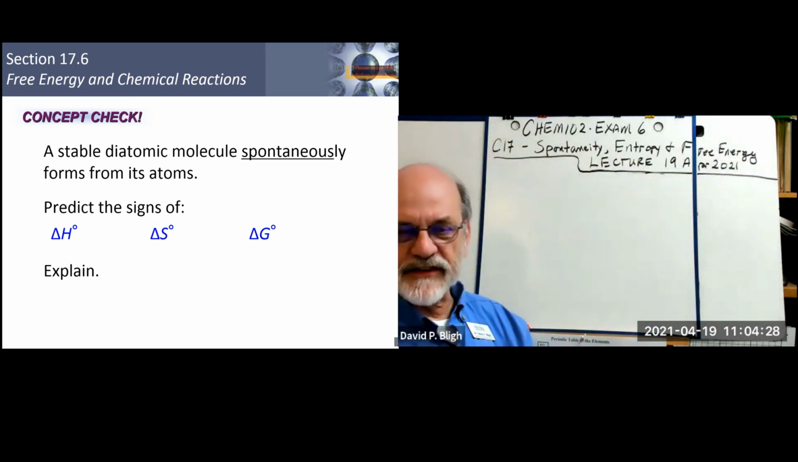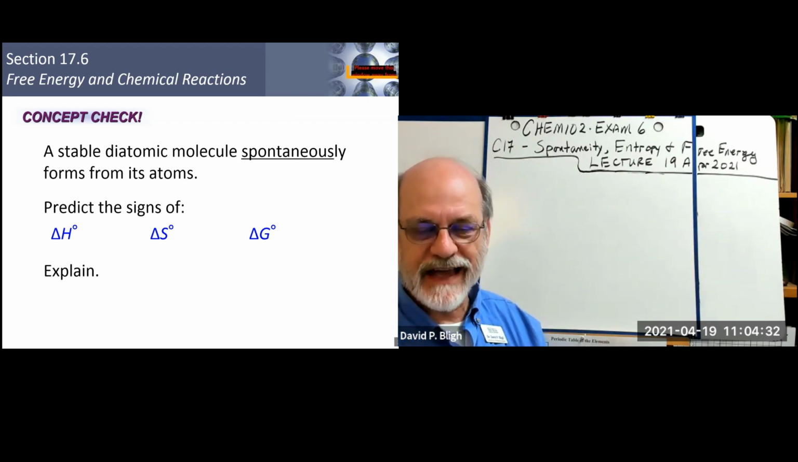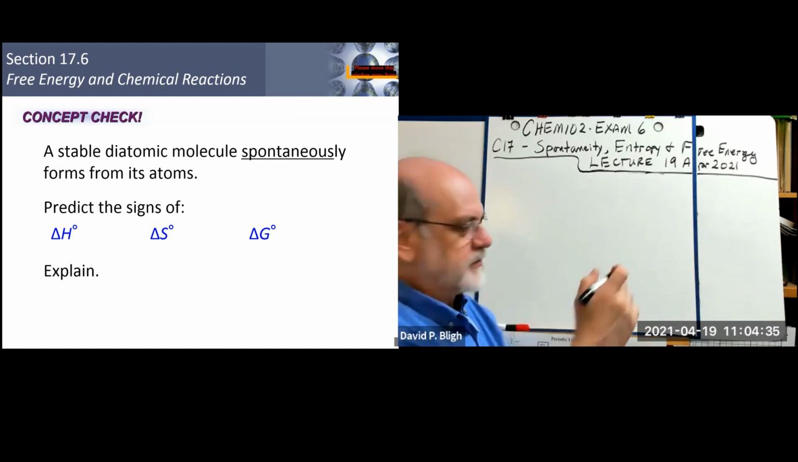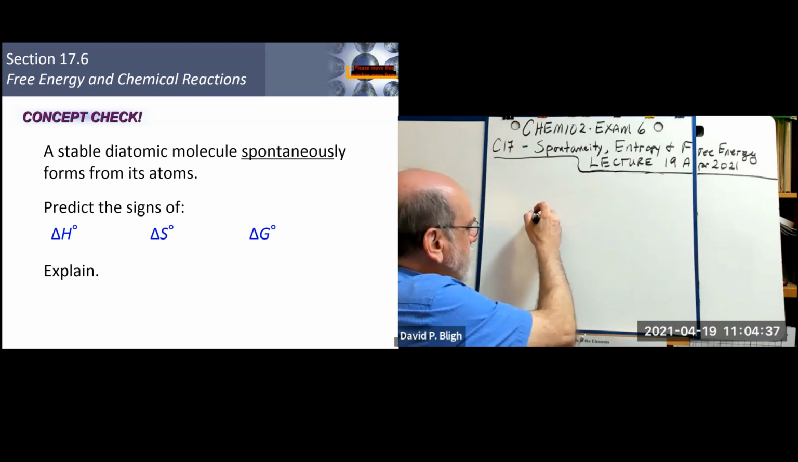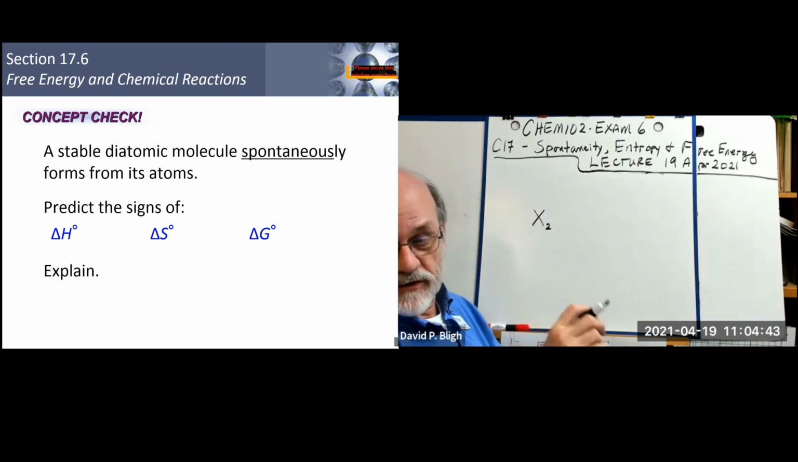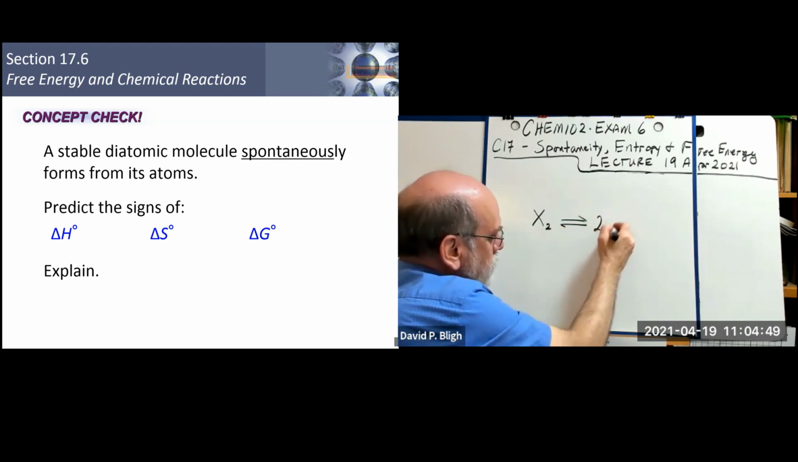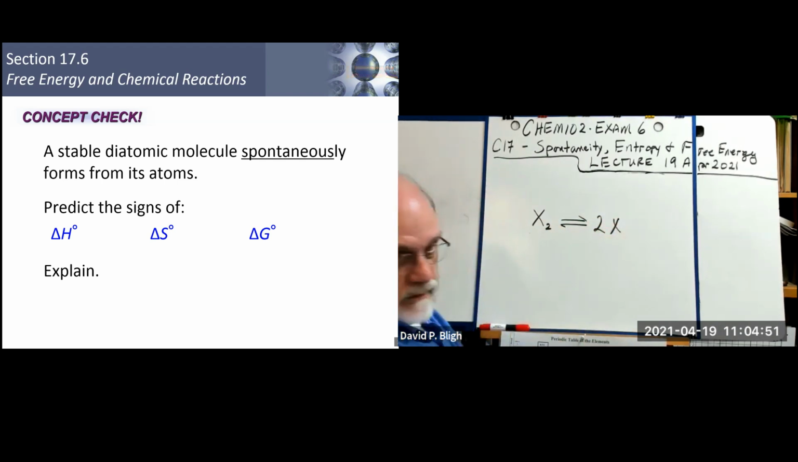See if we can predict the signs for a stable diatomic molecule that spontaneously forms two X's. So we have this diatomic molecule. It doesn't say whether it's a gas or not. Spontaneously forms two X's.